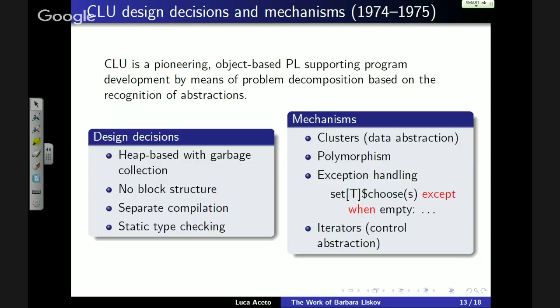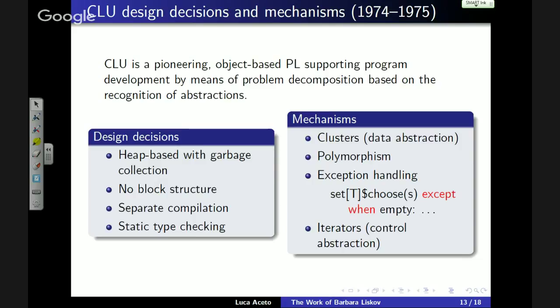Static type checking and no block structure. Now, we are all used to block structured programming languages. I mean, if you think of languages in the ALGOL tradition, a program consists of a large block that then has nested subblocks. Now, in their language, the code for the operations can use blocks, but the whole program is not thought of as a single block. It's a bunch of abstractions. The mechanisms that the language supported were the clusters that supported essentially data abstraction. These are the abstract data types, the classes. Polymorphism, exception handlers.